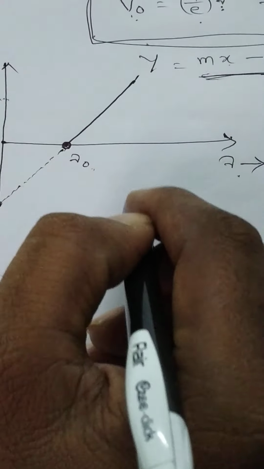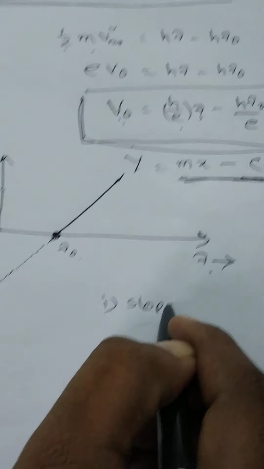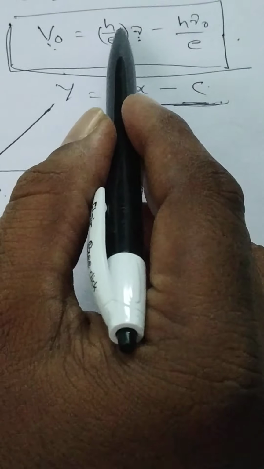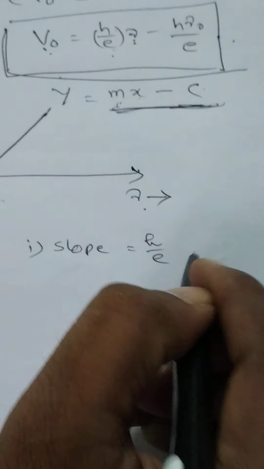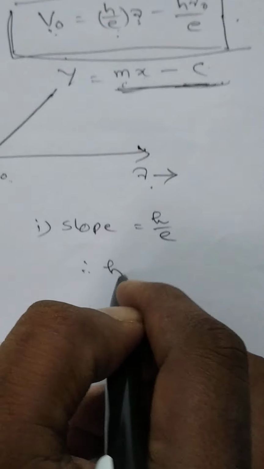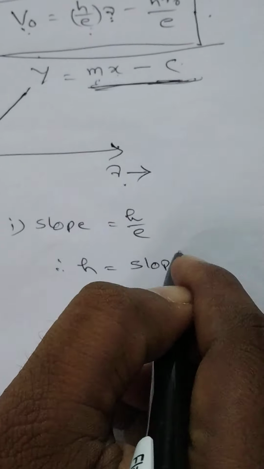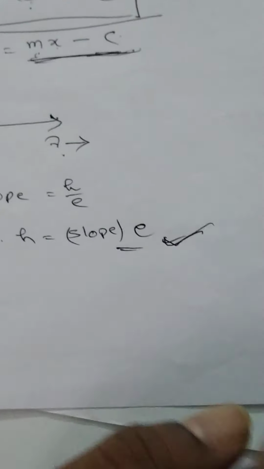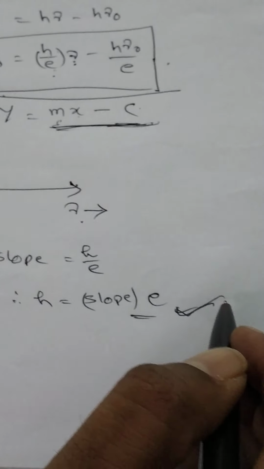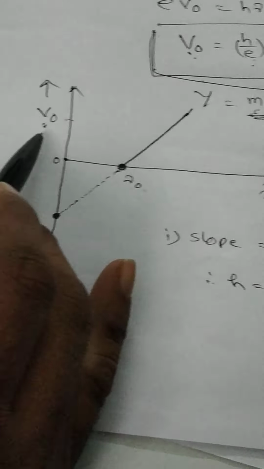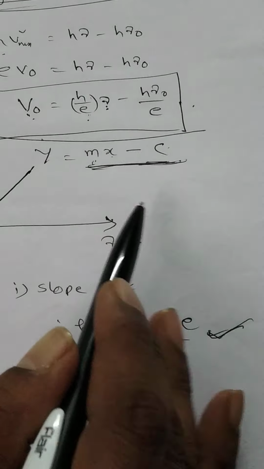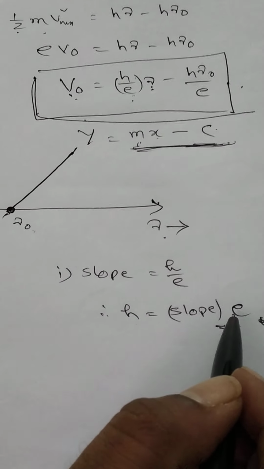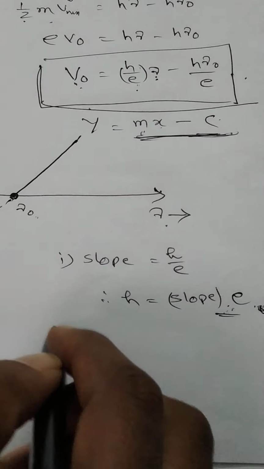And the slope of the straight line: y equal to mx plus c, where m represents the slope and m is equal to h by e. So slope is equal to h by e, and from the slope, h is equal to slope into small e. In one of the NCERT examinations, it was asked how to determine Planck's constant from the graph drawn between stopping potential and frequency. Planck's constant h is equal to the slope of the graph into small e, where small e is the charge on the electron.